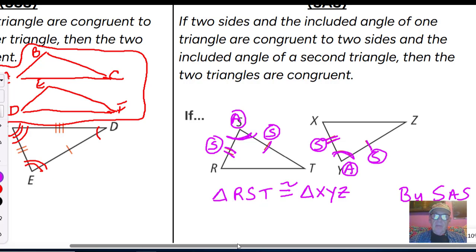Let's say I decided to name this first triangle TSR. Well, let's do a different one. Let's do TRS.